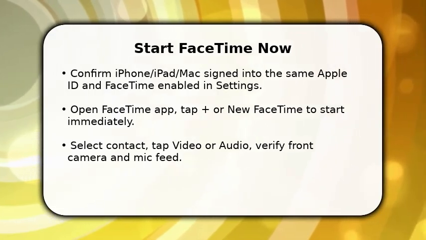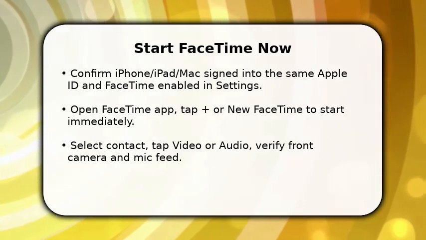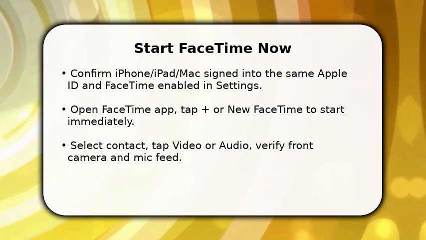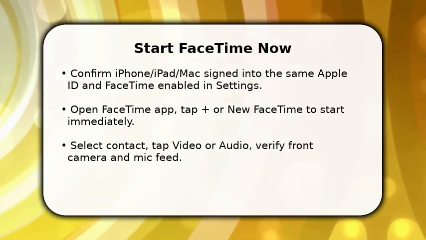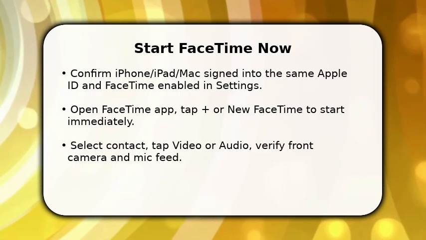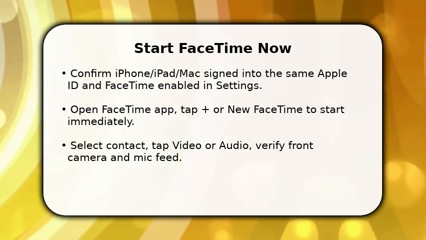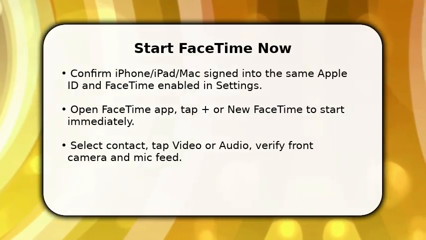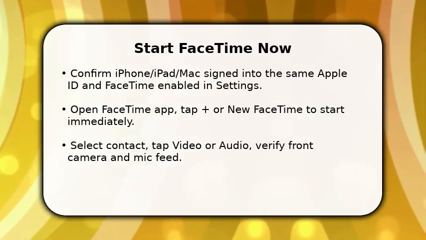First, confirm your device is signed into your Apple ID and FaceTime is enabled. Once done, open the FaceTime app and tap the new FaceTime or plus button to begin. Choose a contact from the list or type a phone number or email, then tap video or audio to send the invite. Make sure the front camera shows your face and the mic icon isn't muted. This prevents a failed connection before the call begins.